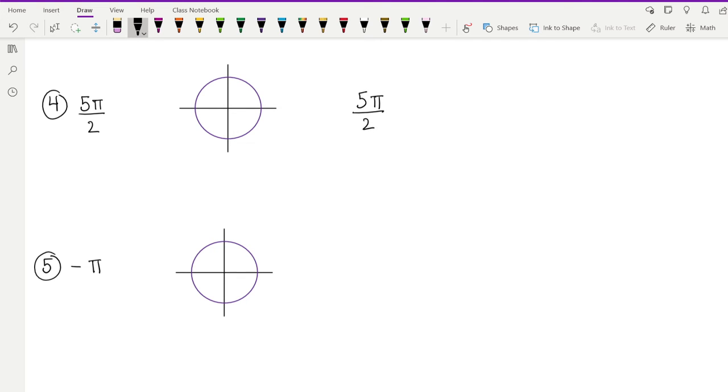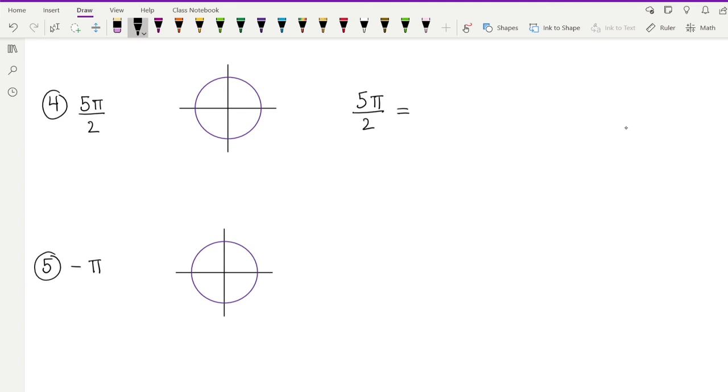Well, 5 pi over 2 is more than 2 pi. So how do I know that? Well, 4 pi over 2 would be 2 pi, right? So 5 pi over 2 must be more than 2 pi. Or another way you could think about it is this is the same thing as 5/2 times pi. And 5/2 is 2.5. So that is more than 2. So we know it's above 2 pi. And so we just need to figure out how much more than 2 pi it is.